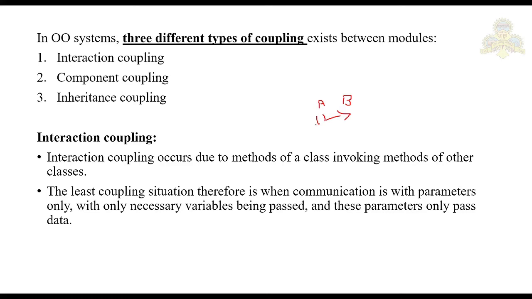So interaction coupling, what will happen? There could be an interaction between two or more modules such that a method or function of one class invokes the method or function of another class or other classes. We say that it is least when the communication happens through the parameters, where only variables are being passed instead of the controls. Okay.